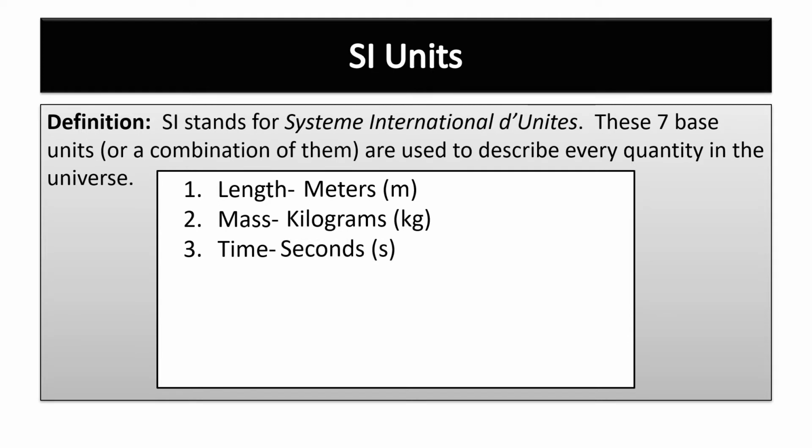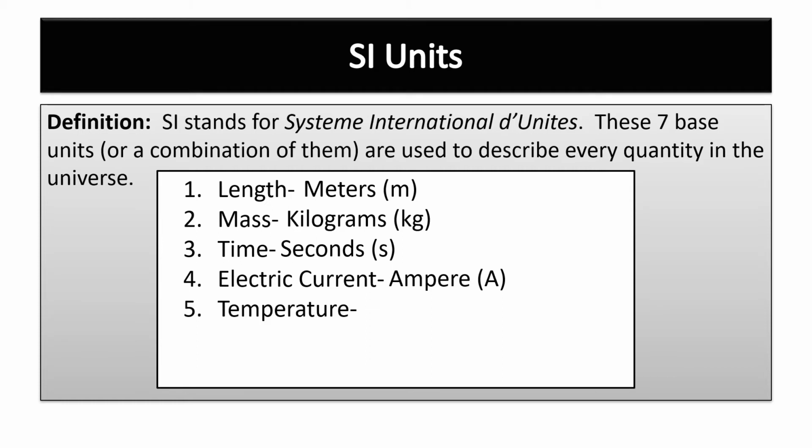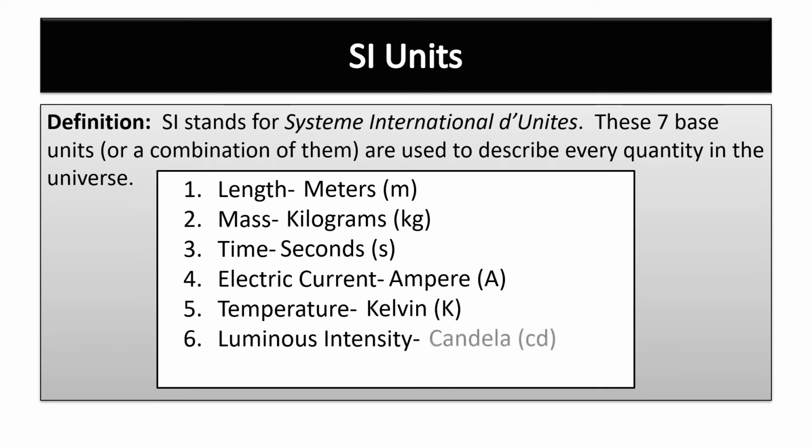Time is measured in seconds. How about this one? What do you think electric current is measured in? Some people say voltage. It's actually an amp or an ampere. Okay. How about temperature? What do you think the SI unit is for temperature? Some people say Celsius. It's actually Kelvin. Okay. Definitely not Fahrenheit. Luminous intensity, we measure with candelas, and the amount of a substance is measured with moles. Those are the SI base units.